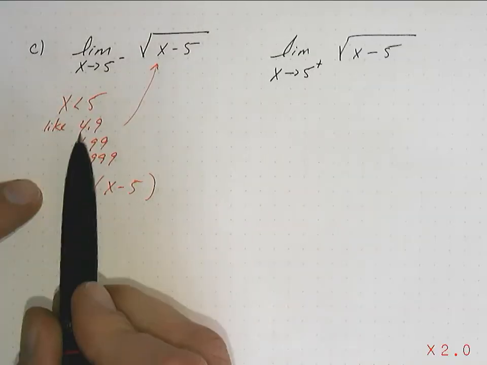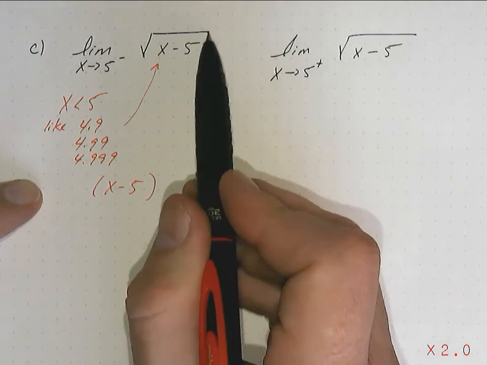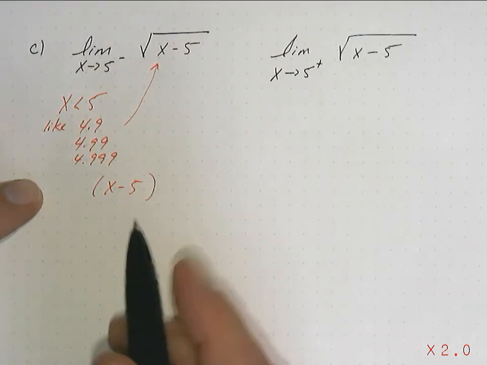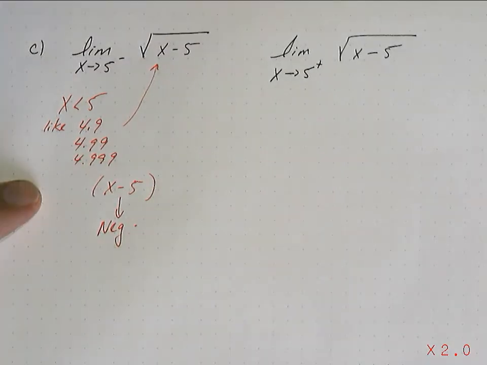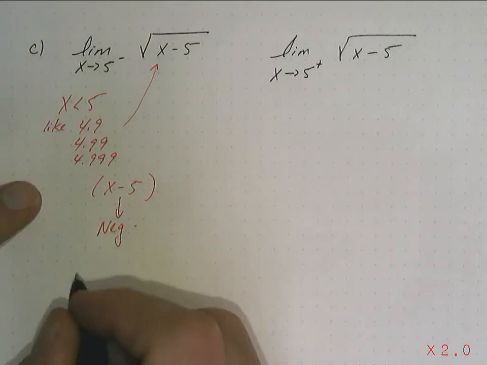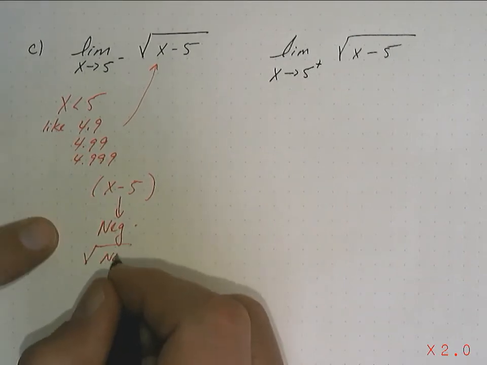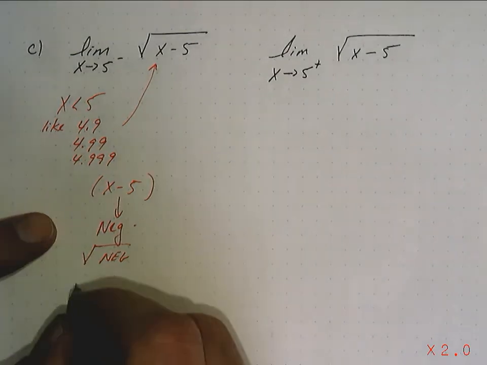So if I take values that are less than 5, like 4.9, and I subtract 5 from it, what am I going to get out of this? I'm going to get a negative, aren't I? These are going to give me negatives. So I'm going to get the square root of a negative number. Are those real numbers? No, those are complex numbers. Those are imaginary. They're not real numbers.